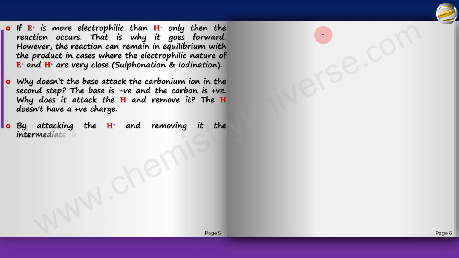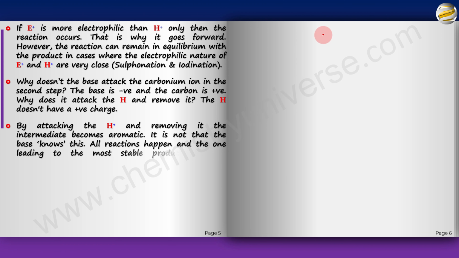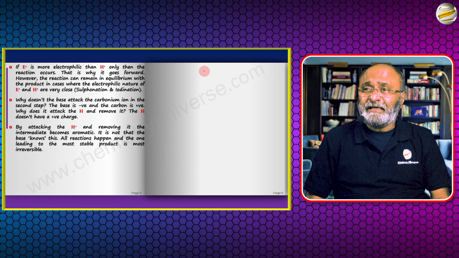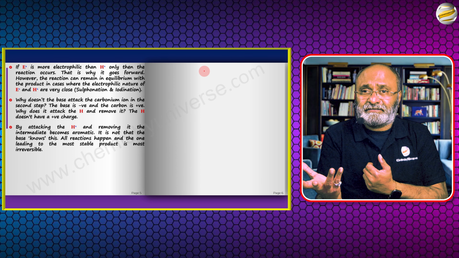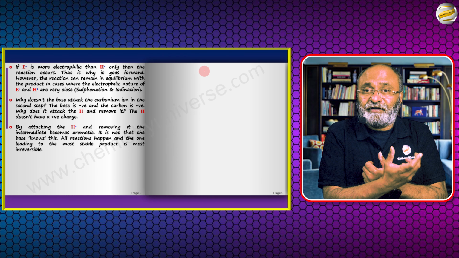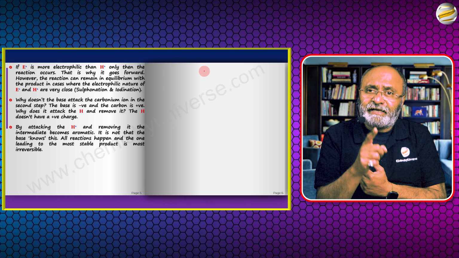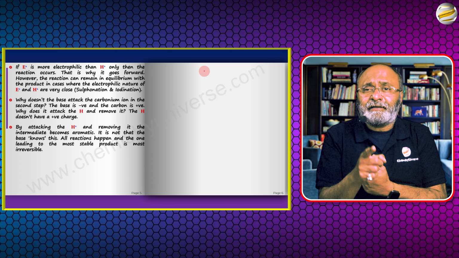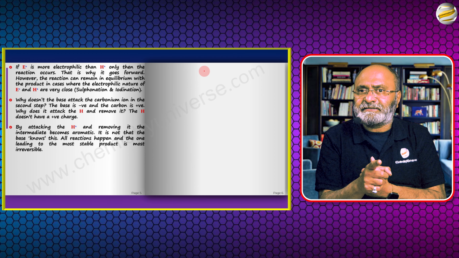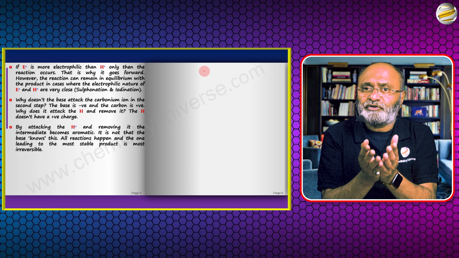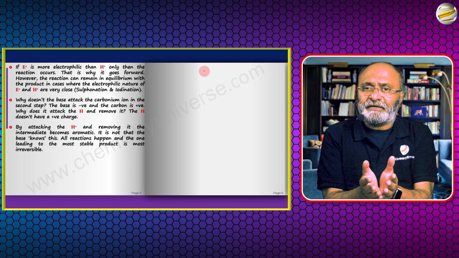By attacking the H plus and removing it, the intermediate becomes aromatic. It is not that the base knows this; all reactions happen, and the one leading to the most stable product is most irreversible. It's not that the base knows that I need to take the H plus. The intermediate itself wants to give the H plus because it wants to become aromatic. So it's readily handing over the H plus to the B minus, which also makes you understand this, that B minus doesn't have to be a strong base, because the intermediate is readily handing over the H plus to B minus and saying, take it away, I want to become aromatic.